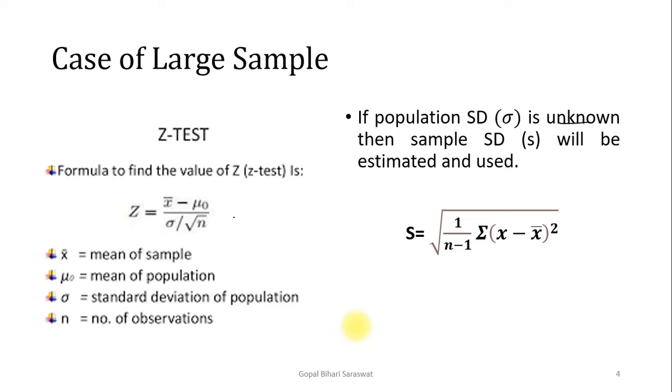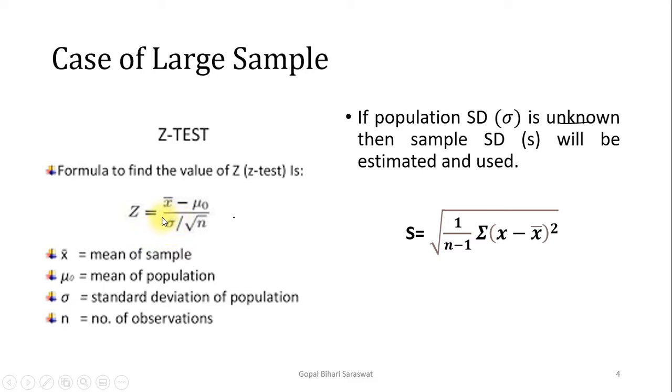So how to calculate the z statistic? Large sample means greater than 30. So z is equal to x bar, which is the mean or average of the sample, minus mu, the average of my population, divided by sigma, that is the standard deviation of my population, divided by square root of n. n is my sample size. When I put values here, I will get this statistic.